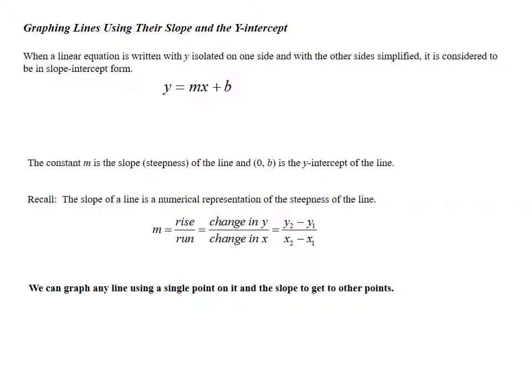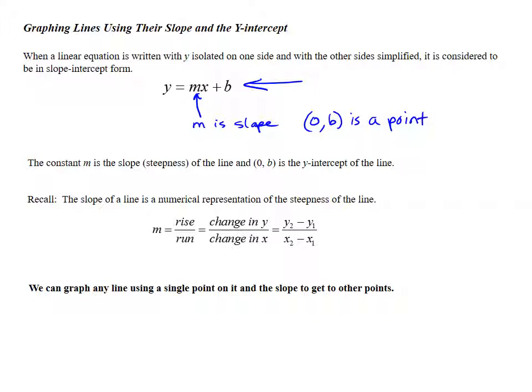Now, if a linear equation or a function is written with y by itself, most functions are written that way, and the other side simplified, as we have in the equation right here, what we would have is the x value being multiplied by the slope of the graph, and the constant term b is going to be the y value of the y-intercept.